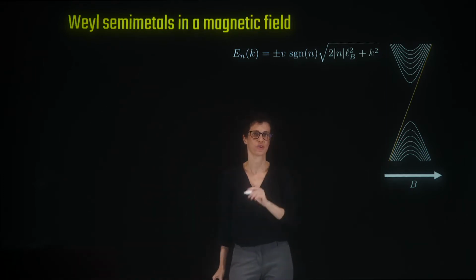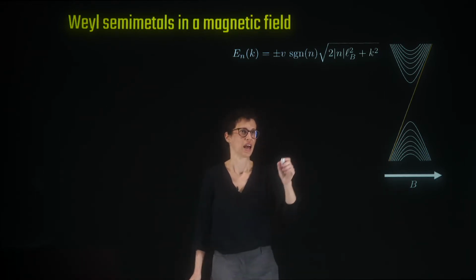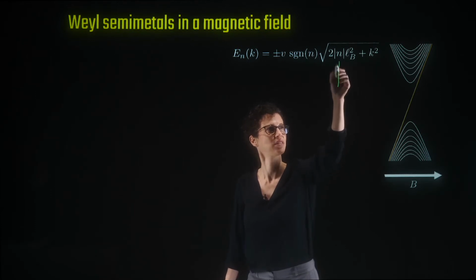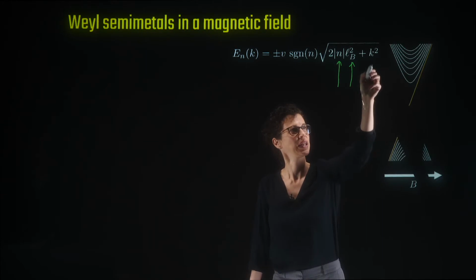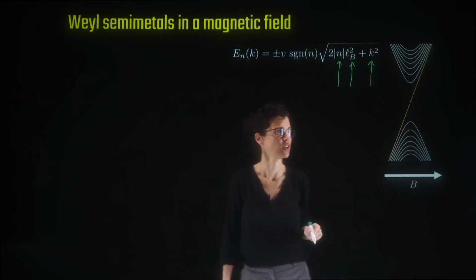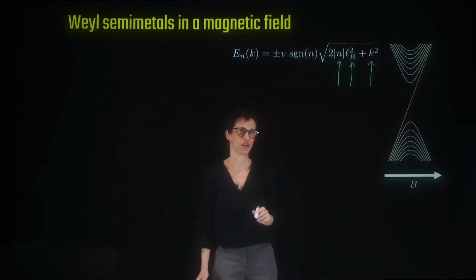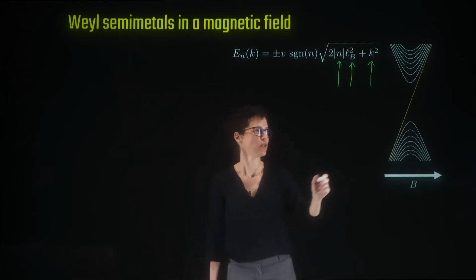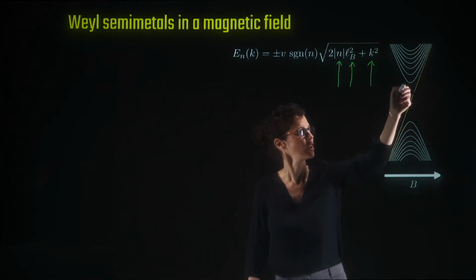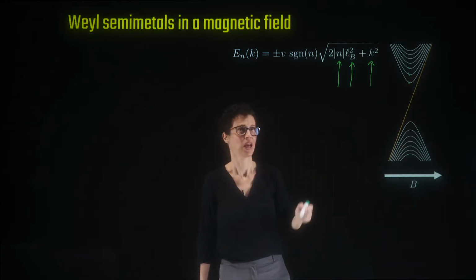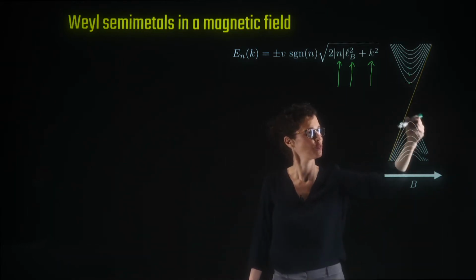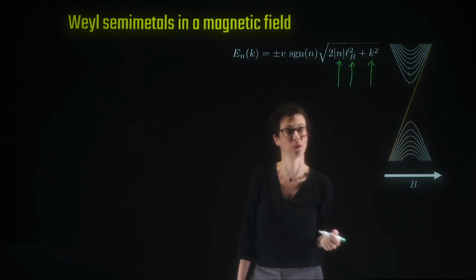And here I'm showing the band structure. n is the Landau level index that you already know. l_B is the magnetic length. And k is the momentum direction that is parallel to the direction of the magnetic field. And you can see a set of dispersing Landau levels, n equals 1, n equals 2, n equals 3, and so on. And there is also the symmetric counterpart on the bottom.